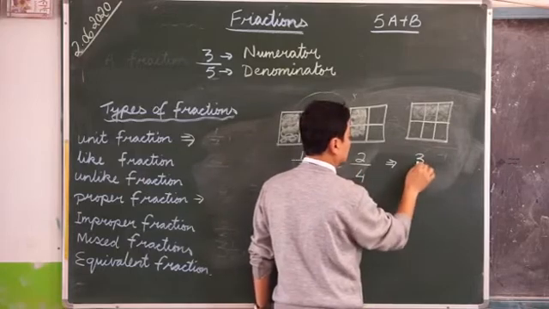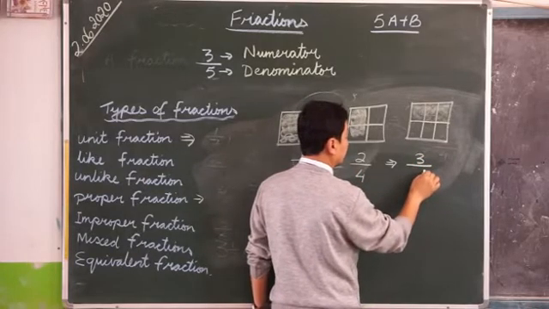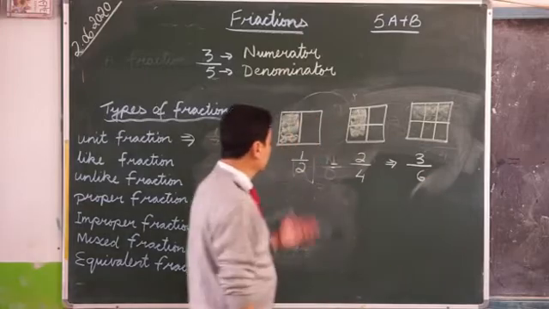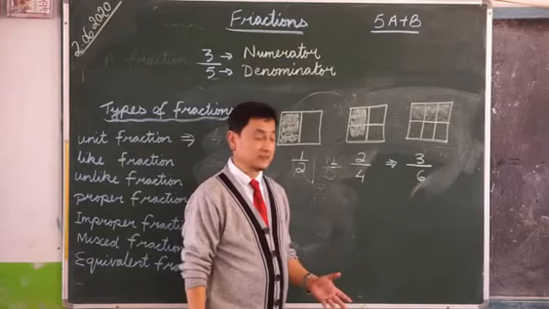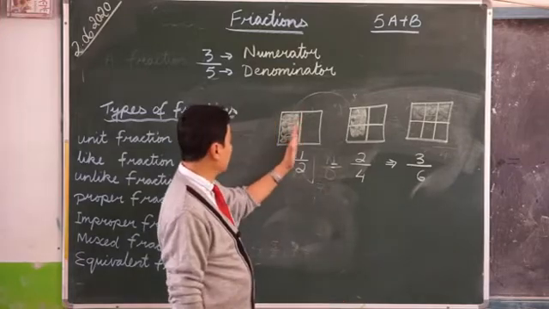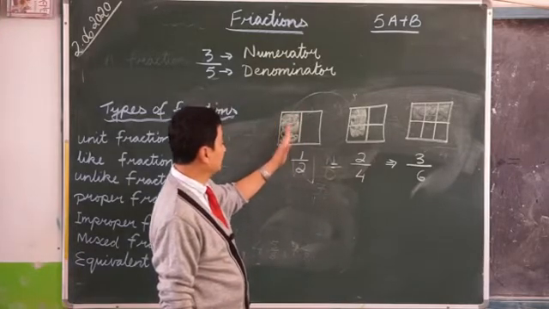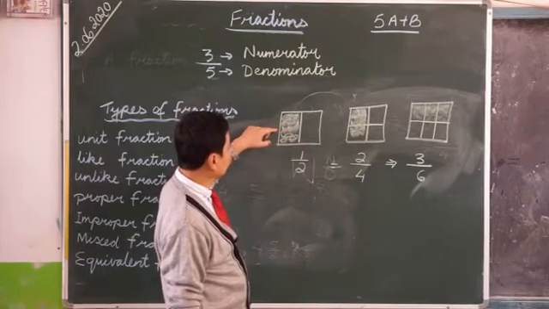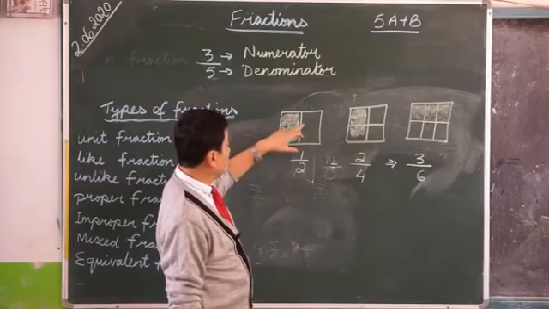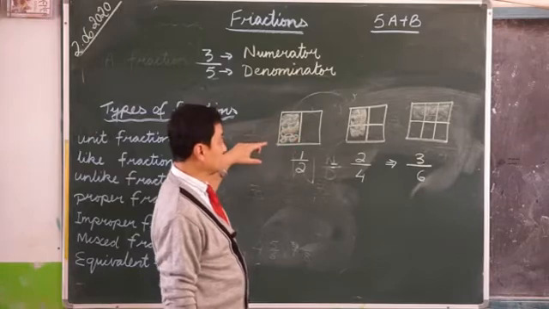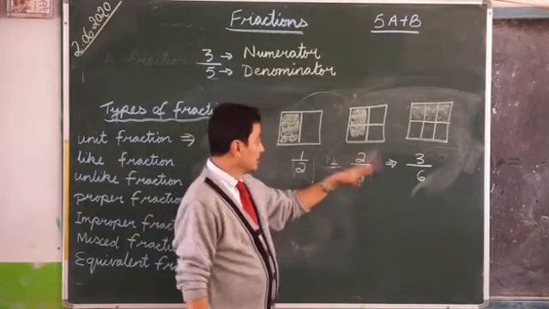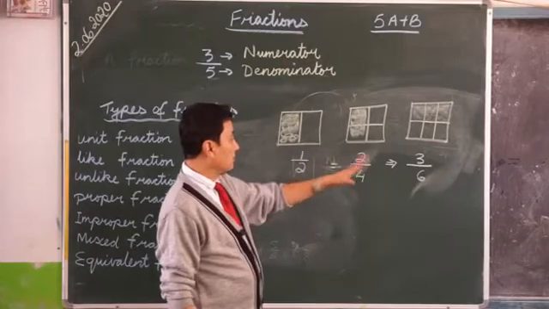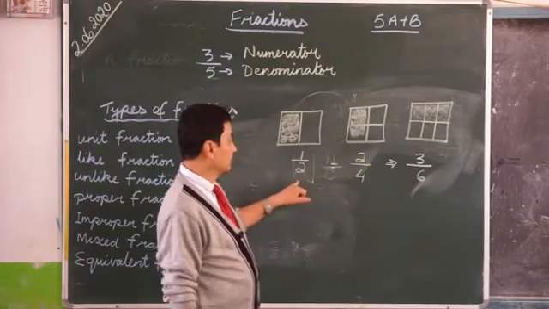3 pieces. Out of how many pieces? 6. Do you think all these numbers are the same? You may think it's different, but it is the same because here you get half a part. Now if this half part is divided into 2 parts, and that half part is divided into 3 parts, so when we reduce this, all the answers must be 1 upon 2.